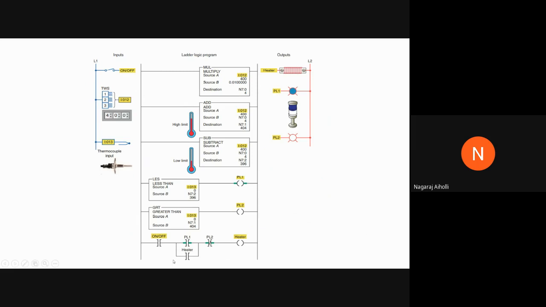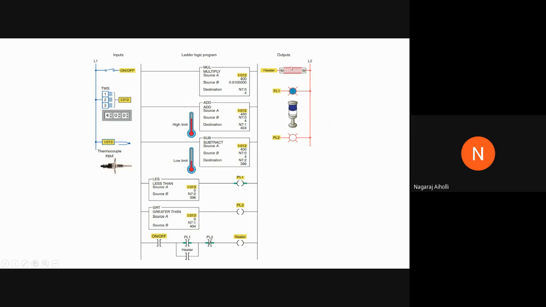Similarly, in the parallel branch, the heater will be turned on. When the on-off switch is closed here, the heater will be turned on. This PL2 is in an open condition. Still it is not closed. So the temperature will increase from 396 to about 400, whatever is the reference value here of the thumb wheel switch.